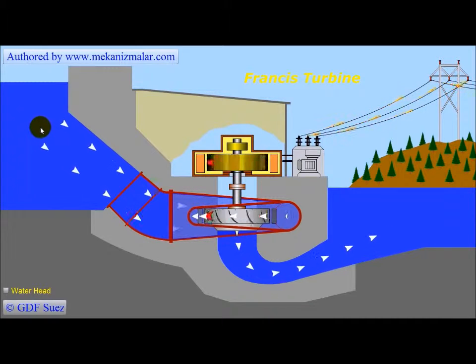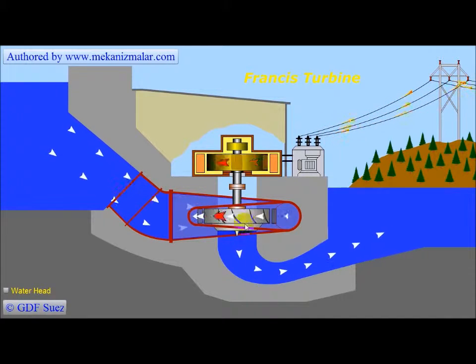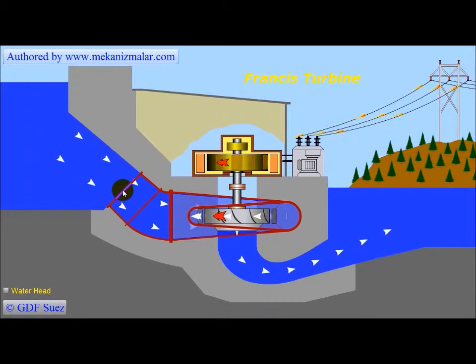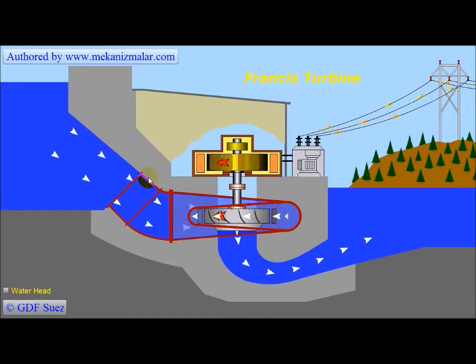This animation shows the operation of a Francis turbine in a dam. The arrows show the water path and direction inside the dam. The water from the reservoir behind the dam is transferred to the turbine by a penstock. The penstock diameter of a Francis turbine could be as large as 10 meters.